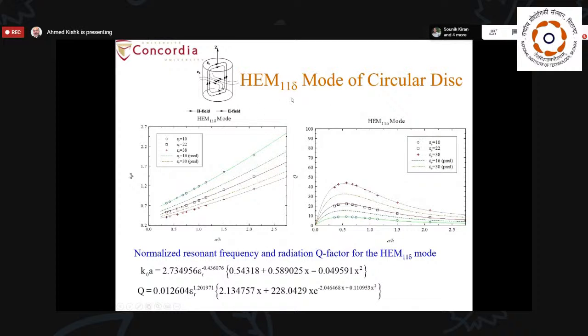The other modes are hybrid modes. They are a combination of the TE and the TM modes, and that will always happen if you have phi variation.